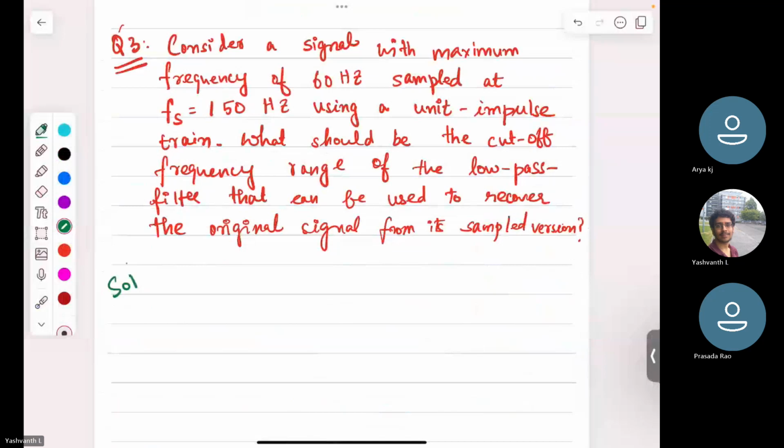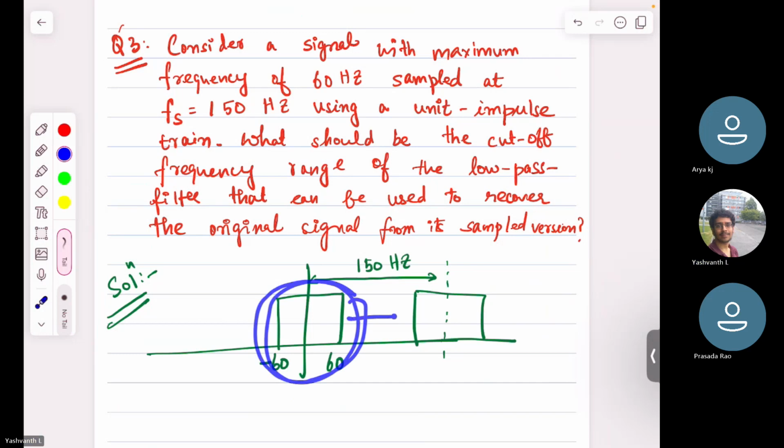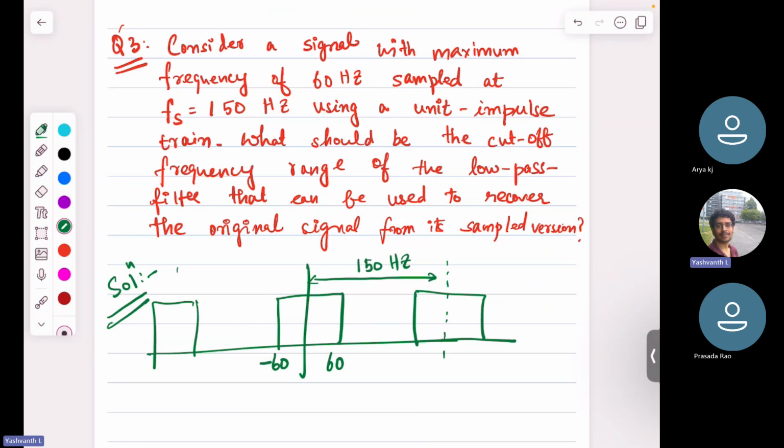So, solution. Something like this. I'll just draw it. It's given the maximum frequency is 60 hertz, so this is 60, this is minus 60, and I'm saying fs is equal to 150. If I have another box here, it will be separated. The midpoint of this box will be 150 hertz away, because I need to repeat this box with 150 as a period. So I need to shift this box by 150 hertz, and that gives me this. Similarly, on the left hand side also, I need to shift by 150 hertz. That is your sampling frequency fs. Now that means this number is 150.